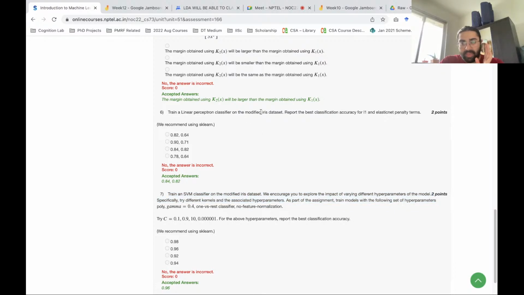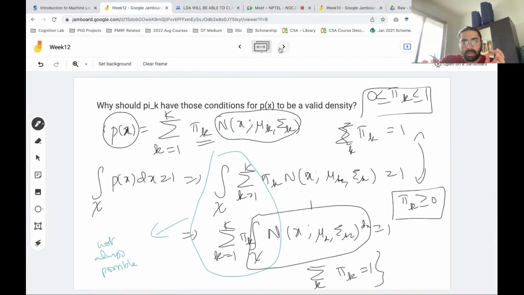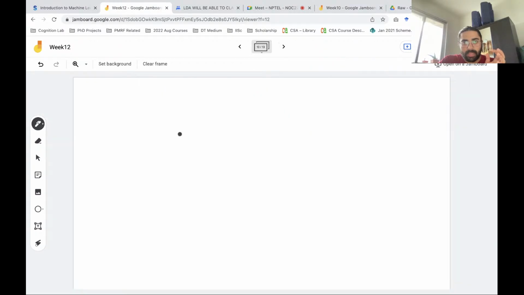No. See, a variant can come, right? Let me give an example, the worst case. Let's say you're given points like this: 2, 2, 2, 0, 0, 2, and then 0, 0. Let's say some of these belong to class 1, and these two are the second class.